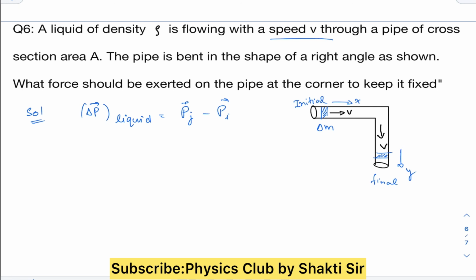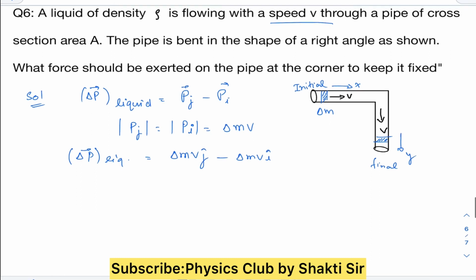The magnitude of the momentum in both directions remains the same, right? Because the velocity is the same and the mass is the same, delta m v. So the magnitude of momentum along j cap is equal to the magnitude of momentum along the x-axis, which is delta m v. So the change in momentum of the liquid can be written as delta m v along the j cap minus delta m v along the x-axis.